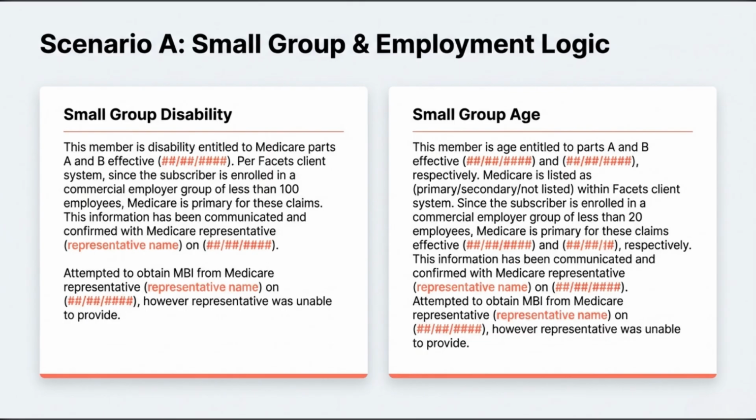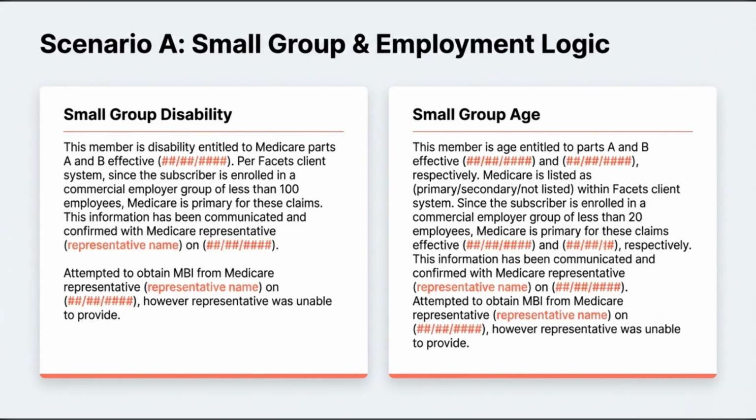All right, let's dive into some critical scenarios. Here we're looking at small group and employment logic. First up, on the left, small group disability. This member is disability entitled to Medicare Parts A and B. What's crucial here? The employer group has less than 100 employees. This instantly makes Medicare primary for these claims.